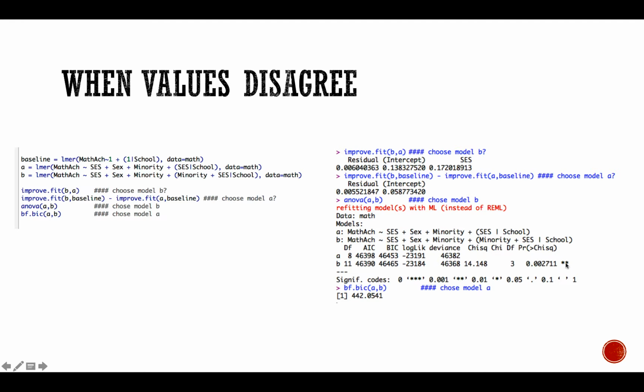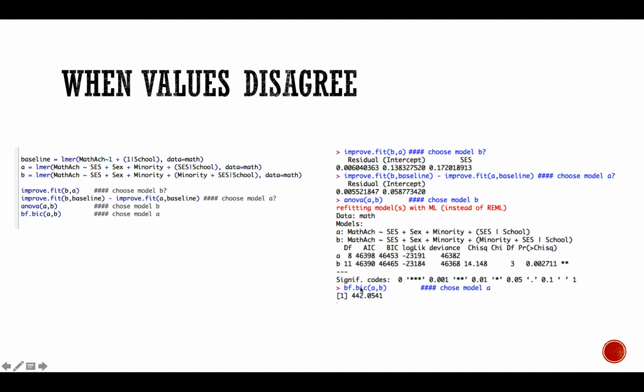Because again, anytime there's a significant effect, that tells you to choose the more complex model. So the p-value is saying more complex model, the BIC is saying the less complex model, and the AIC is saying the more complex model.